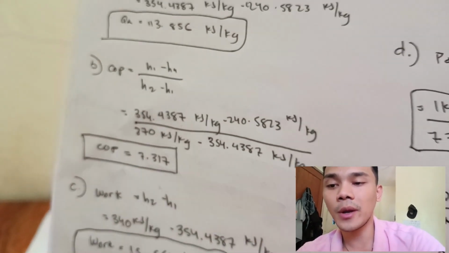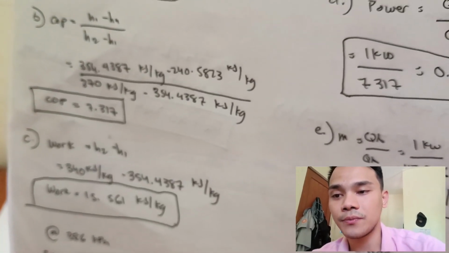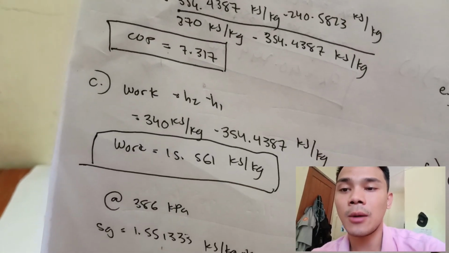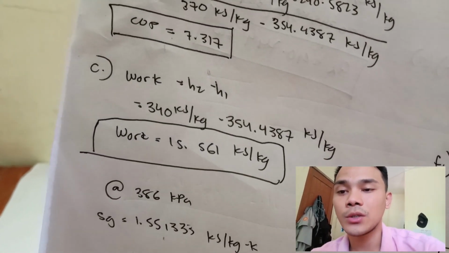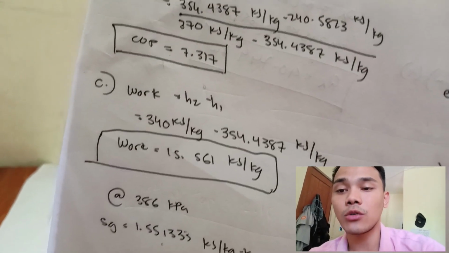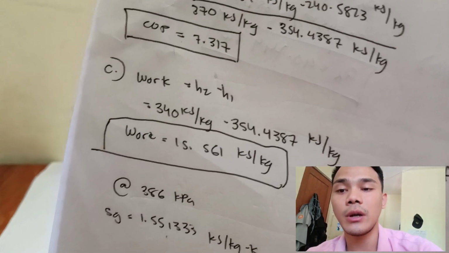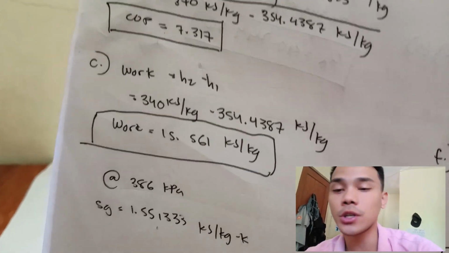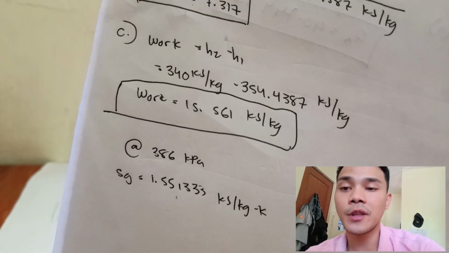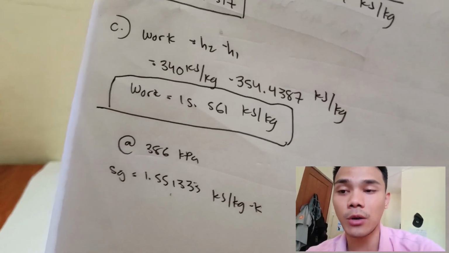So next na tong gipangita sa iyang work. So the formula for work is H2 minus H1. So we simply substitute again our given 370 kilojoules per kilogram for our H2 and minus our H1 na 354.4387 kilojoules per kilogram. Yung atong work now is equals to 15.561 kilojoules per kilogram.